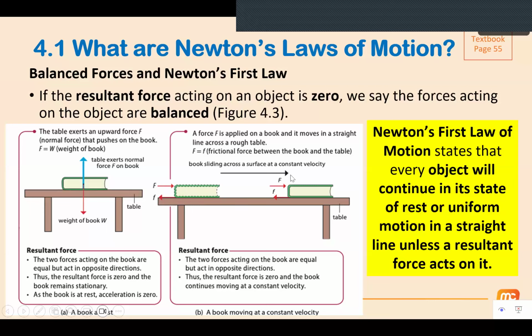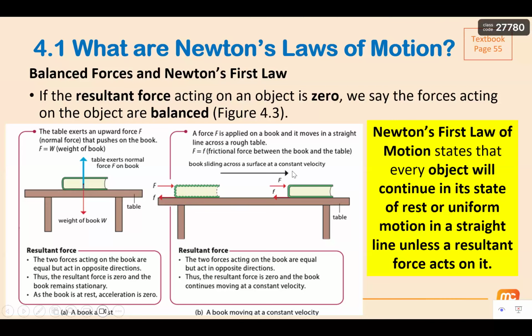So when this book moves at constant velocity, it means that it has no acceleration. It's not moving faster and faster. It has zero acceleration. So when it has zero acceleration, or when it's moving with constant velocity, we say that the resultant force is zero. Doesn't mean that there are no forces.